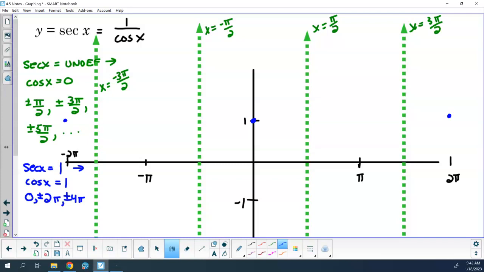Where is cosine equal to -1? Oops, I'm sorry. Let me refresh that again. Jumping ahead of myself. Where is secant equal to -1? Well, that would happen if cosine is equal to -1. Where does that happen? At odd multiples of pi, right? So plus or minus pi, plus or minus 3 pi, plus or minus 5 pi, etc.